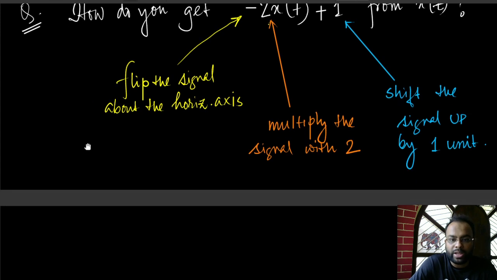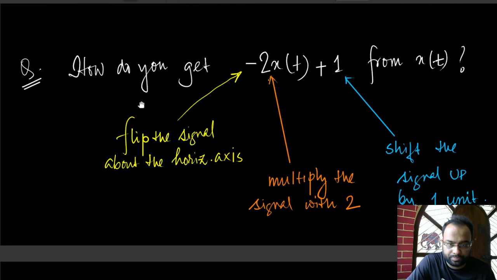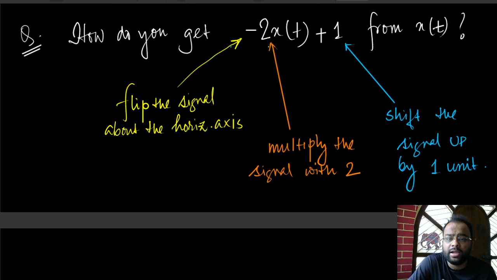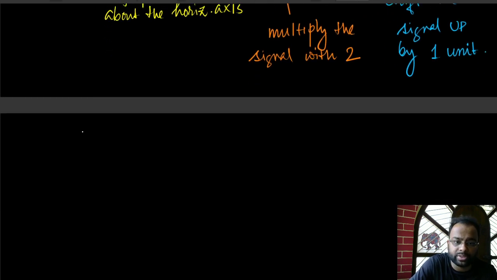Right. So we have successfully taken care of all the amplitude operations. Amplitude operations consist of flipping the signal about the horizontal axis, scaling the signal about the horizontal axis, and shifting the signal about the horizontal axis. Right. Again, I have yet another question, the last question for you.